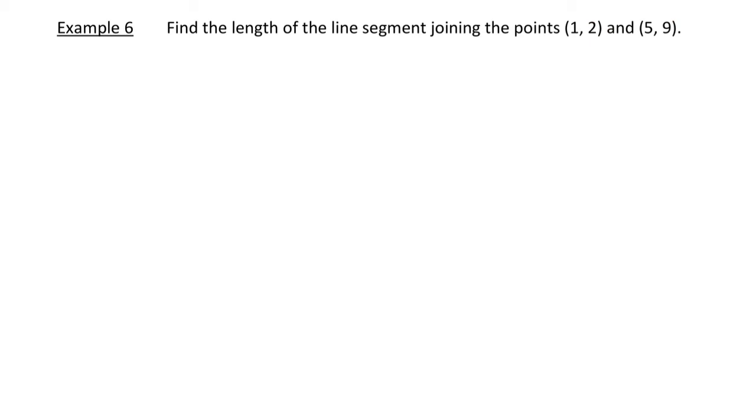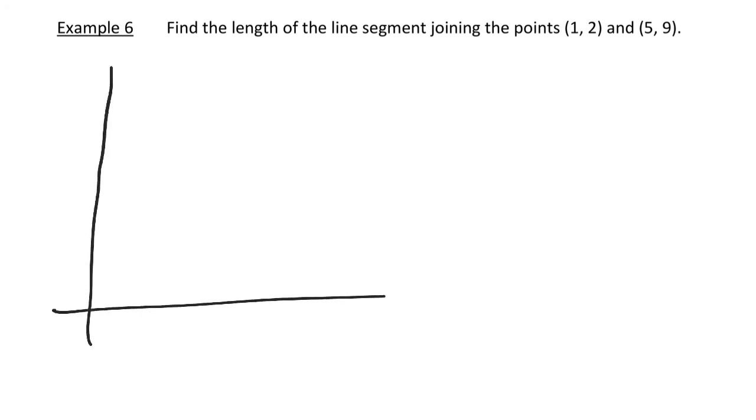Example 6, find the length of a line segment joining the points 1, 2 and 5, 9. Now what I'm going to do here is first of all draw a quick sketch of where these 2 points are. So 1, 2 will be here, which is an x coordinate of 1 and a y coordinate of 2. And 5, 9 will go along the corridor 5 and up the stairs 9 to get here. And this is our point.